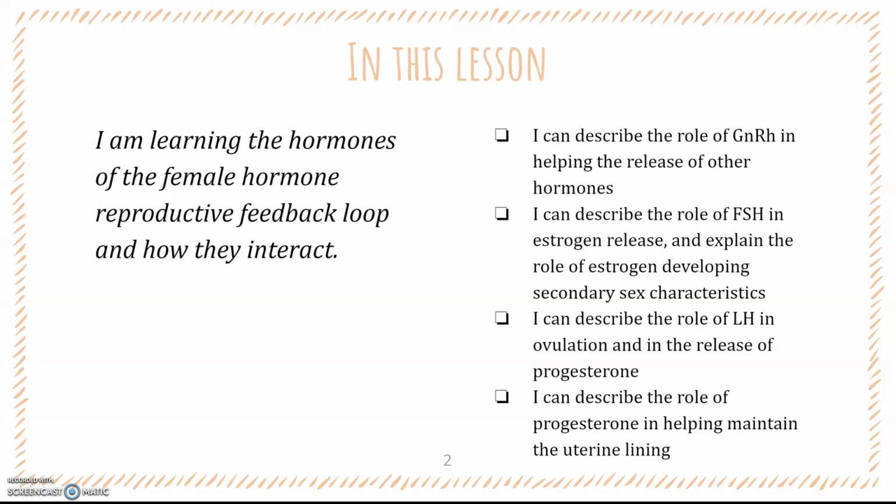In this video, you are going to be learning the hormones of the female reproductive feedback loop and how they interact. By the end of this lesson, the goals are: I can describe the role of GnRH, gonadotropin releasing hormone, in helping the release of other hormones. I can describe the role of FSH in estrogen release and explain the role of estrogen in developing secondary sex characteristics. I can describe the role of LH in ovulation and the release of progesterone. And I can describe the role of progesterone in helping maintain the uterine lining.